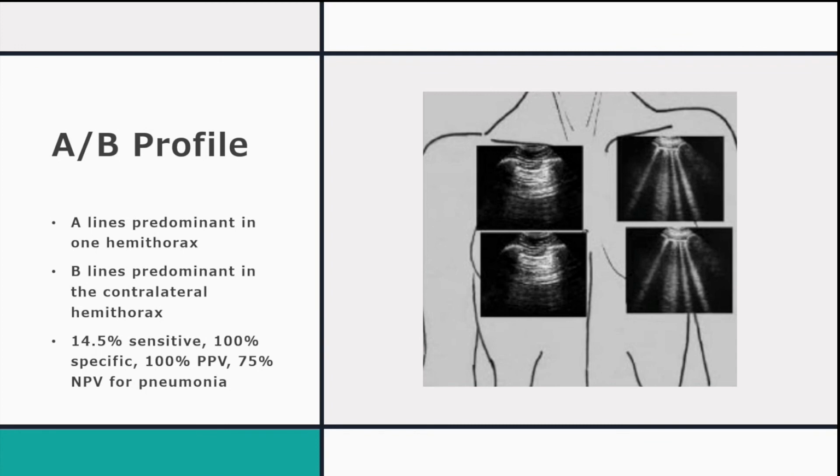Basically, it just means that, and this can be possible whether you have lung sliding present or abolished, on one side of the chest you found A lines, and the other side you found B lines. So one hemithorax has A lines, one hemithorax has B lines. So that's this mixed profile. And with that, you would move on to pneumonia as one of your leading differentials.